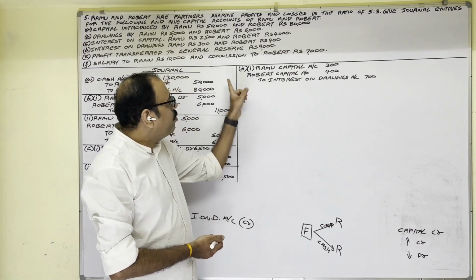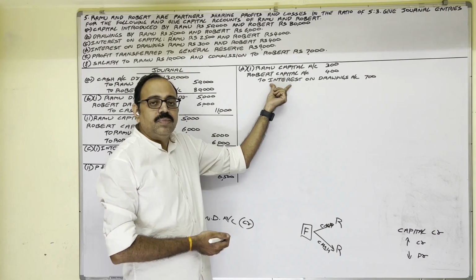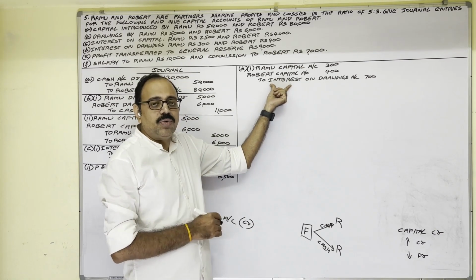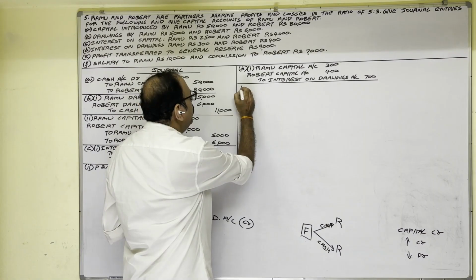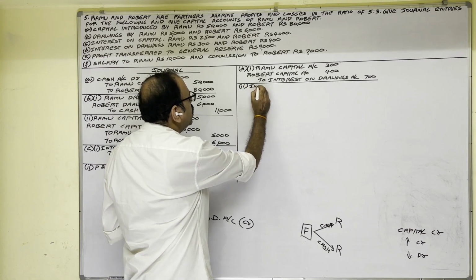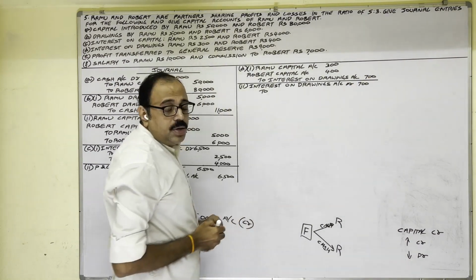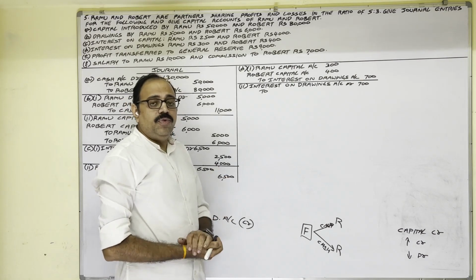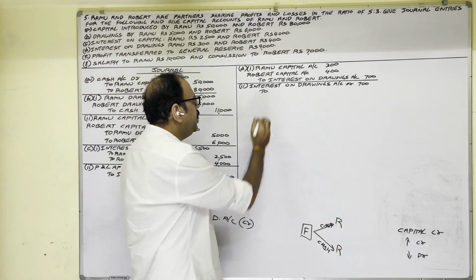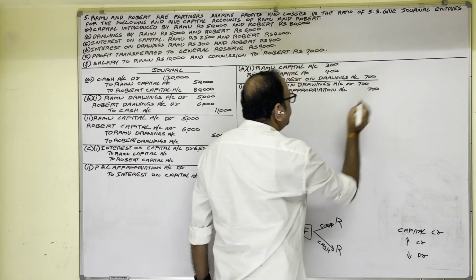So how do we close this interest on drawings account? It was opened by crediting. If you want to close this account, you have to debit now. Second entry: debit interest on drawings account 700, to profit and loss appropriation account we want to transfer. Therefore, credit profit and loss appropriation account 700.